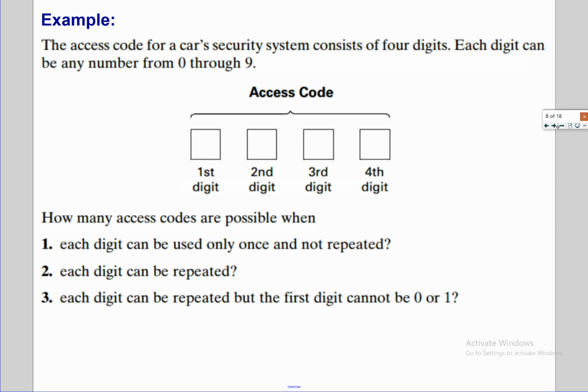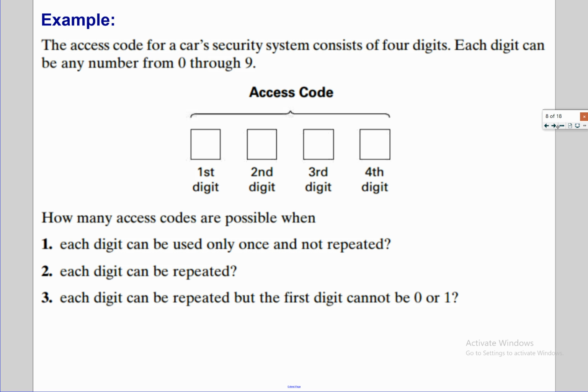Okay, so the next slide then is one that we're going to see a lot. It talks about, like, access codes or pins, things like that. So here we have an access code for a car security system, and it's going to consist of 4 digits. And if they don't tell you, you're going to assume that the digits are the numbers 0 through 9. So how many digits are there if we include all the numbers from 0 through 9? There are 10 digits. And sometimes they'll tell you don't include zeros or something like that, so that would make it a little bit smaller.